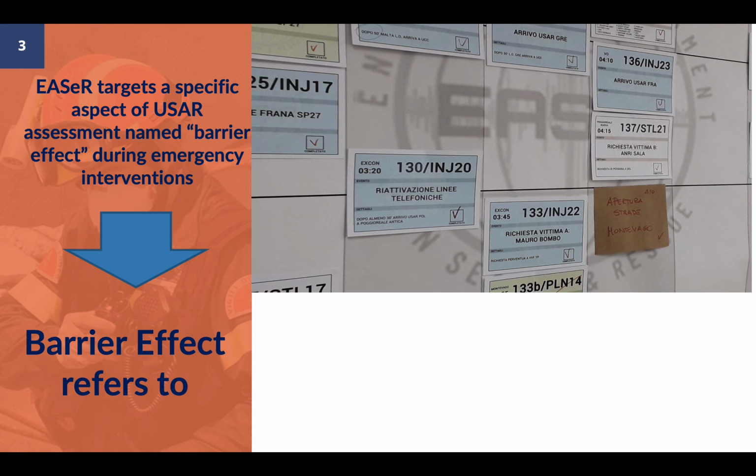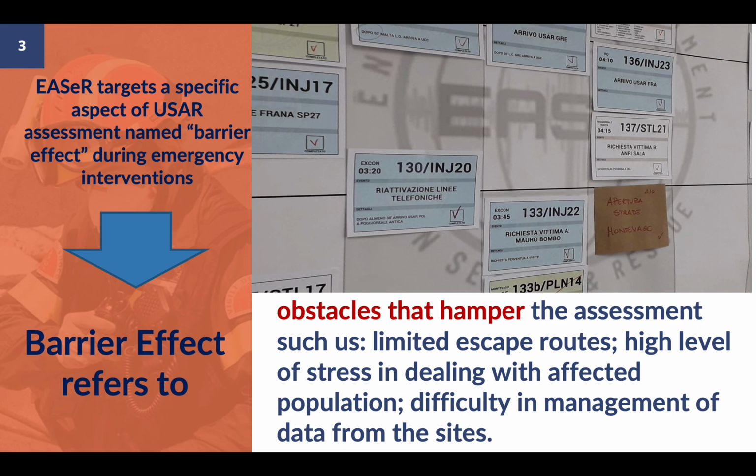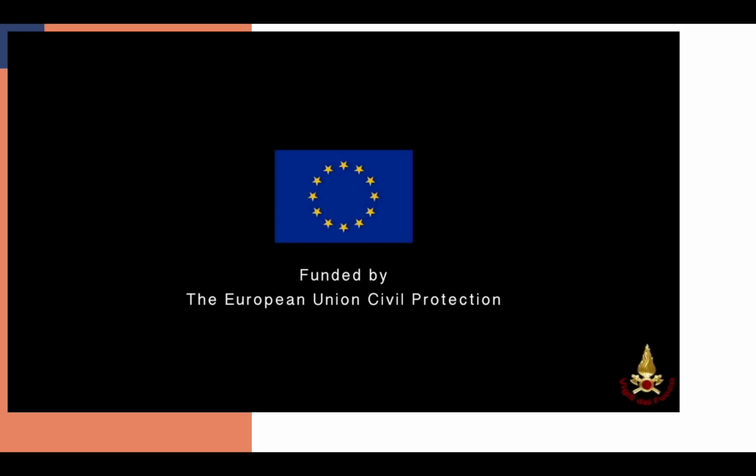The EASeR project deals with a specific aspect of the user assessment activity called the barrier effect. Barrier effects are defined as those obstacles that slow down the assessment activity, such as blocked roads, interaction with affected population, information, and data management. Now we are going to watch a video where some of the most frequent barrier effects are described.